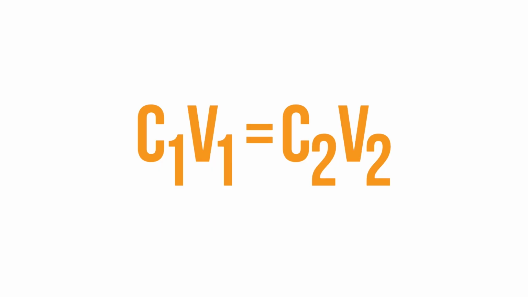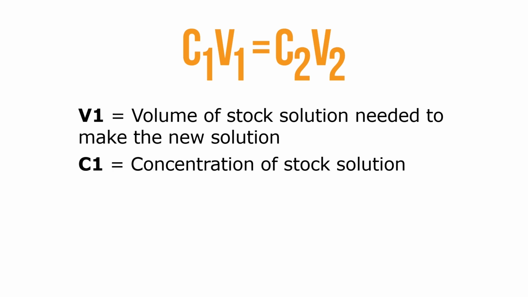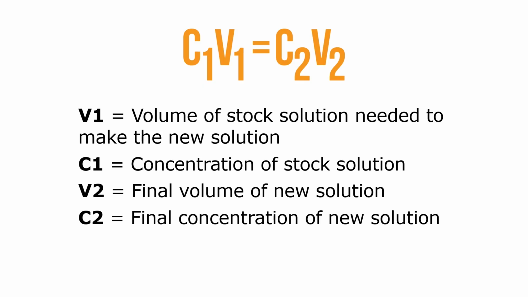C1V1 equals C2V2, where V1 is the volume of stock solution needed to make the new solution. C1 is the concentration of stock solution. V2 is the final volume of new solution. C2 is the final concentration of new solution.